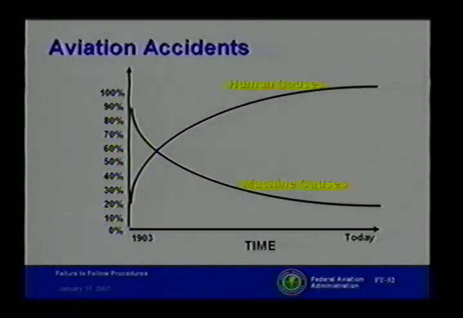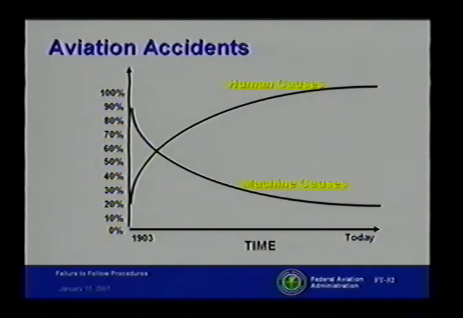The first accident was pretty much 90% machine caused, and 10% was human causes. As we've gone through the years and our equipment has gotten a lot better and our maintenance training has gotten a lot better, we see that the human causes have increased and the machine causes have decreased, because usually on the machine accidents, you don't have human factors involved. It's when you get into the human causes that we have the human factors involved. So what a segue to get into the next part about human error.